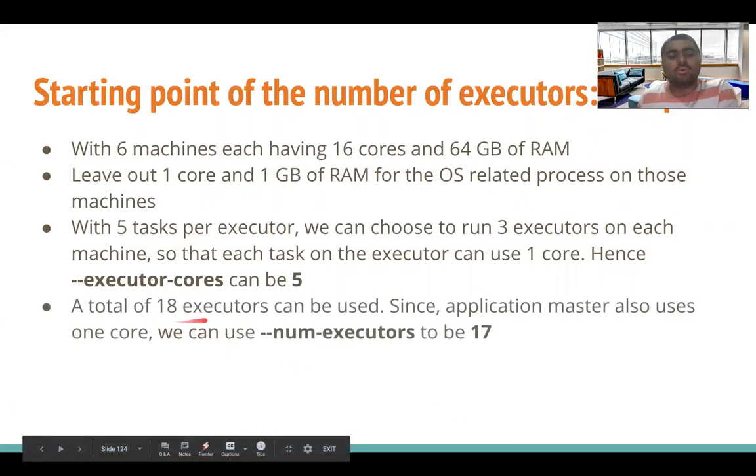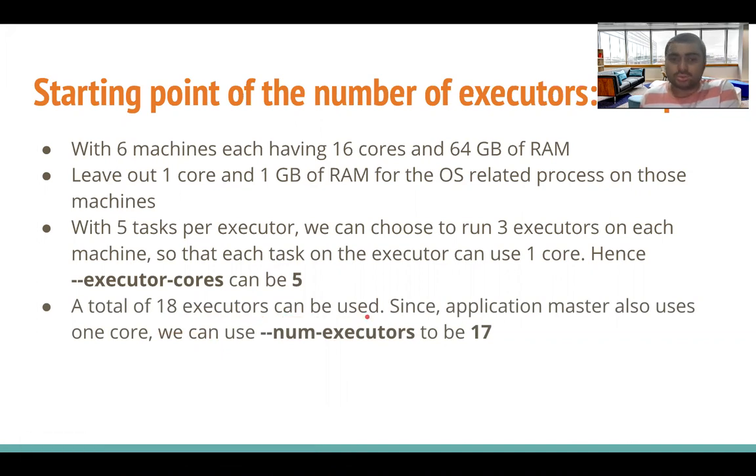We have a total of 18 executors which can be used. It's all because we have 6 machines and each machine can run 3 executors. So we have 6 into 3, which is 18 executors. So we can request 17 executors. Why is that? Because we will leave out one CPU core and some amount of RAM for the application master as well. And the application master is not counted as one of the executors, so we have to leave out some resource for that. So the number of executors becomes 18 minus 1, which is 17.